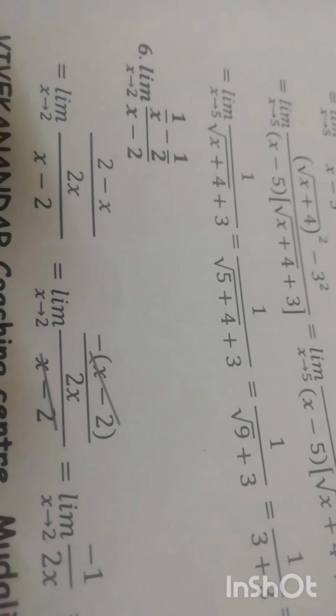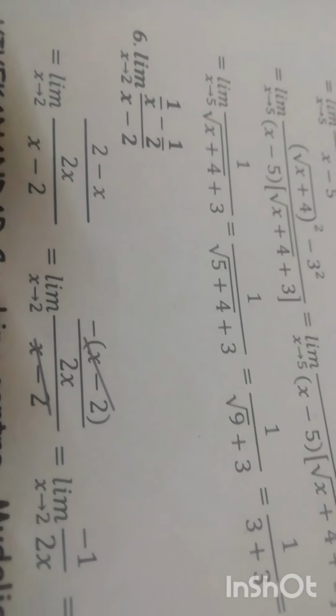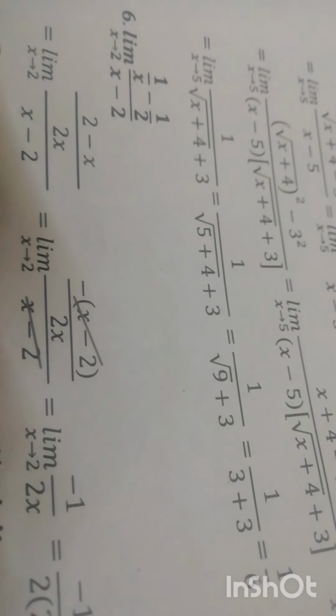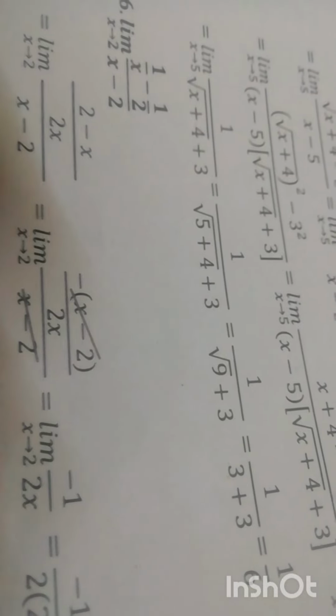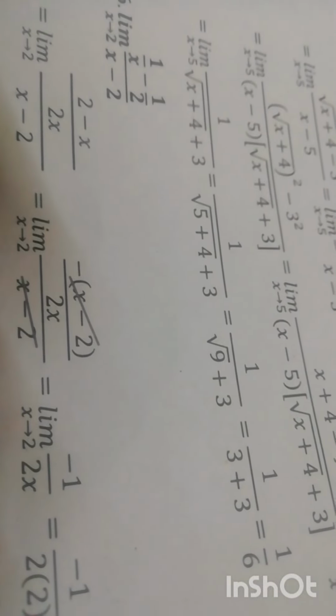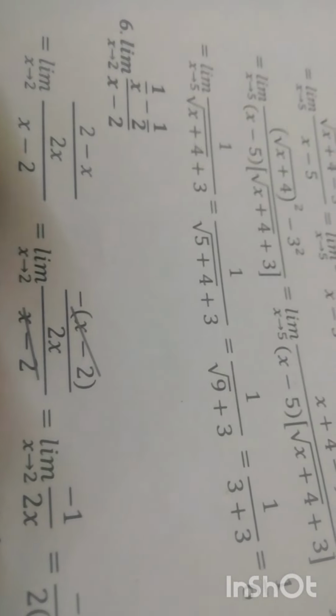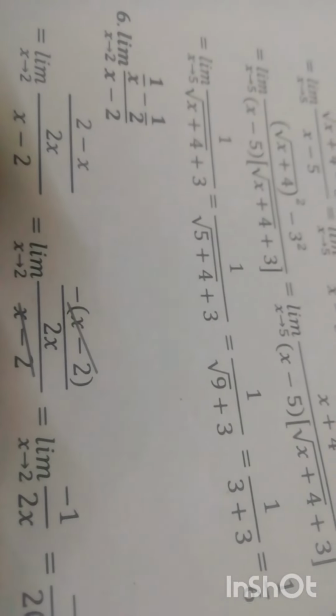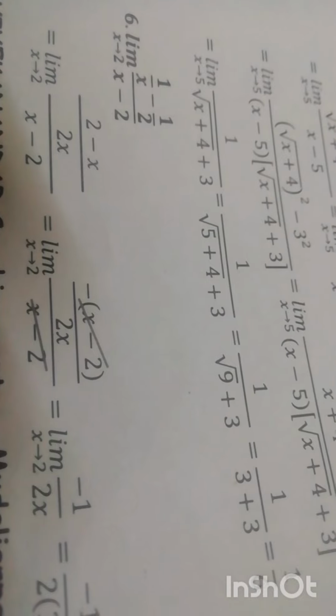2 minus x. If you take the minus as common, minus x can be changed to plus x, and plus 2 can be changed to minus 2. So minus of (x minus 2) divided by 2x. So x minus 2 is cancelled.